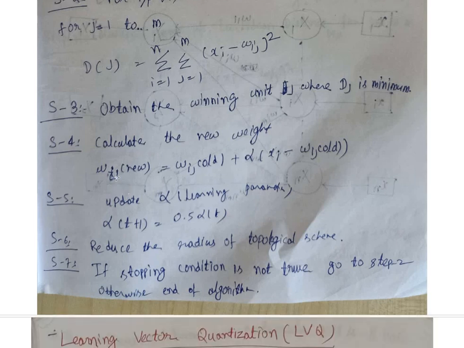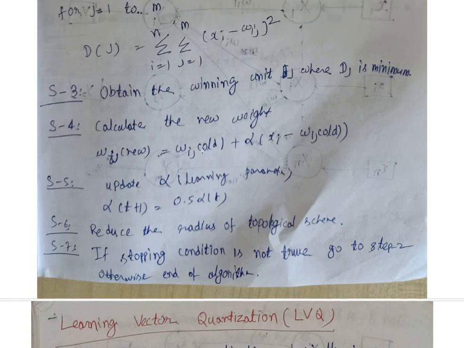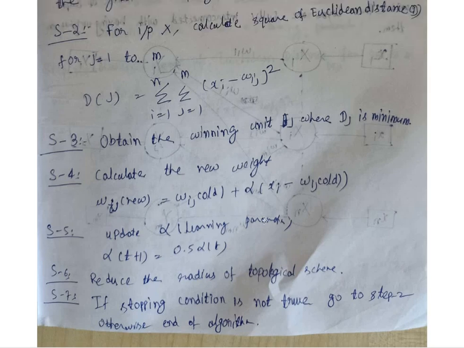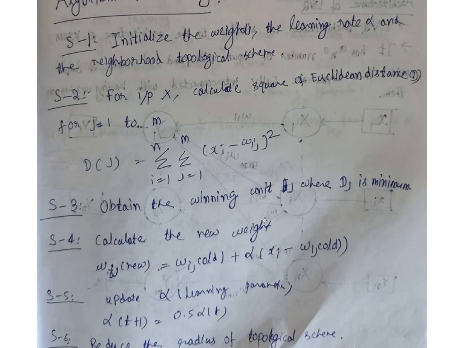Calculate the new updated weight: wij new equal to wij old plus alpha into (xi minus wij old), and update the learning rate alpha(t+1) equal to 0.5 into alpha(t). Reduce the radius of the topological scheme. If the stopping criterion is still not met, go to step 2, otherwise end of the algorithm. This is about SOM, self-organizing map.